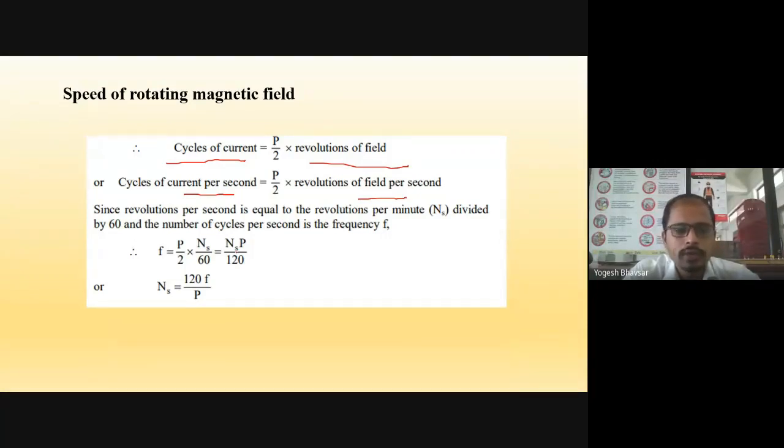Now we will convert into minutes. So when we convert into minutes, for revolutions per minute, ns, we have to divide by 60. Then we can convert into minutes. So the cycles of current per second is nothing but frequency. Cycles of current per second, it is nothing but what?